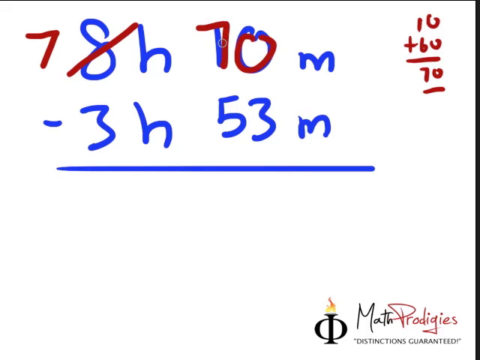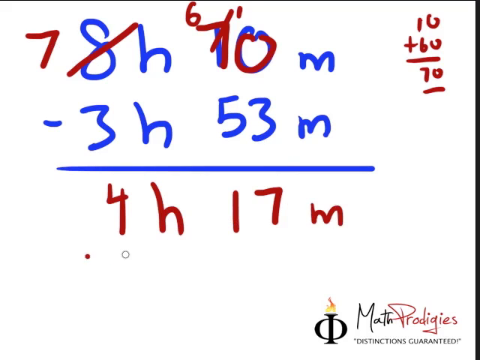Now I can minus. 70 minus 53. Can 0 minus 3? No. So I borrow from the 7, becomes 6. That becomes 10. 10 minus 3 gives me 7. 6 minus 5 gives me 1. 7 minus 3 gives me 4. So our answer is 4 hours and 17 minutes. Bam! That's it. So this is how we do the working.